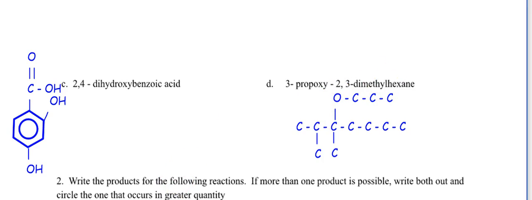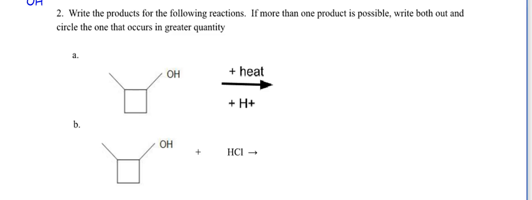Okay, so now we come to our mechanism, or excuse me, our reaction. So let's look at these. It says write the products for the following reactions. If one or more product is possible, write out both and circle the one that occurs in greater quantity. All right, so do you remember the saying that goes with this? If you can make water, you will make water. So when you see the heat, think of elimination.